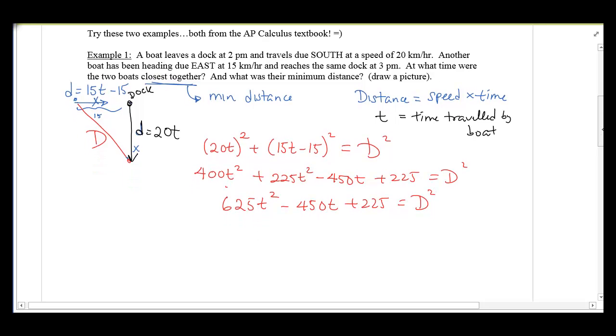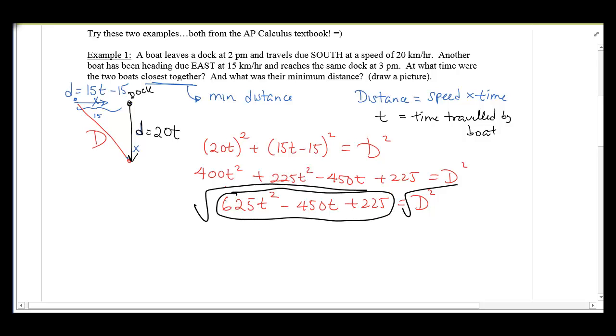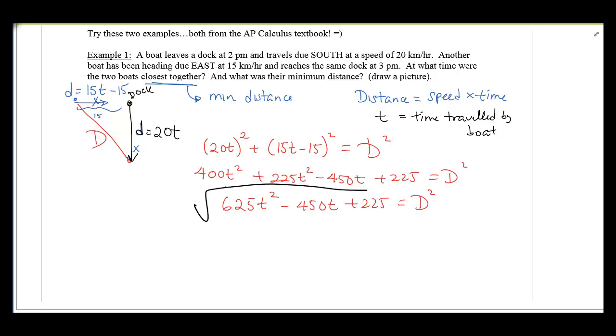That's d squared. So we want to find d. So yeah, we should be taking the square root. But if we take the square root, then we've lost our quadratic that's right in here. And that's a problem, because I don't know how to find the maximum of a square root function. But don't worry, there's a nice little trick we can use here.